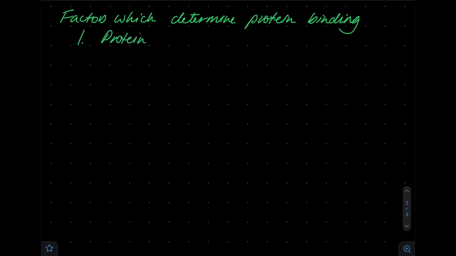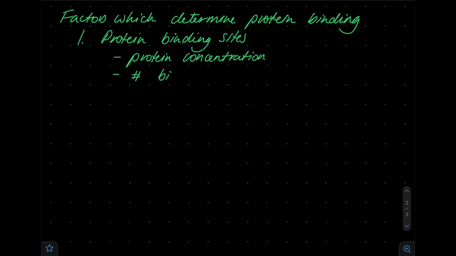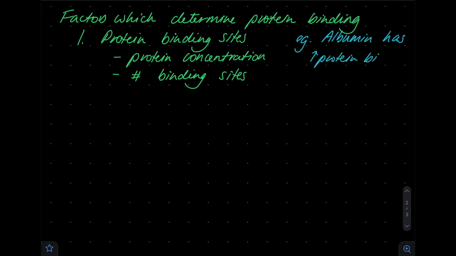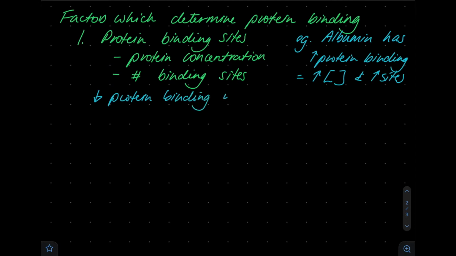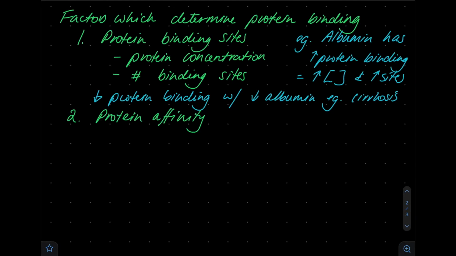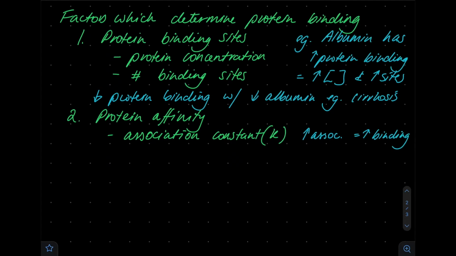Starting with protein binding sites, this is affected by the protein concentration and the number of binding sites. For example, albumin has a higher protein binding than alpha-1 glycoprotein due to high albumin concentration in the blood, but also multiple binding sites. Consequently, there will be less protein binding when there is a fall in albumin, such as in cirrhosis. Second, protein affinity, which describes how well the drug and protein bind. This is affected by the association constant, such that a high association means there is more binding.